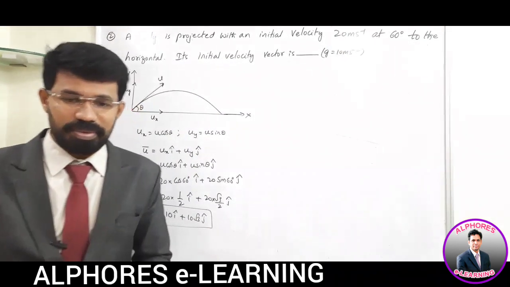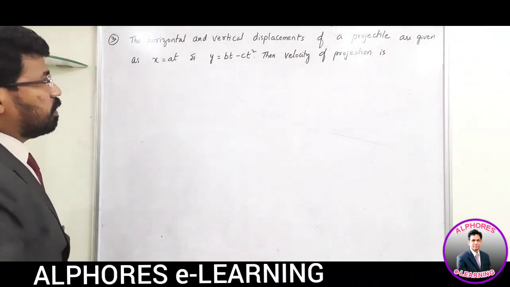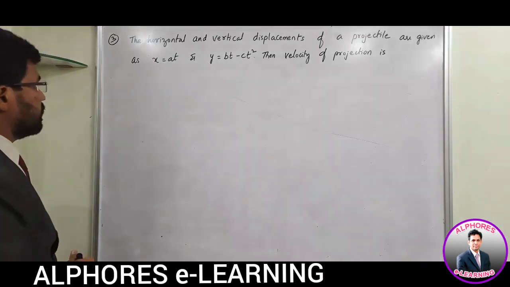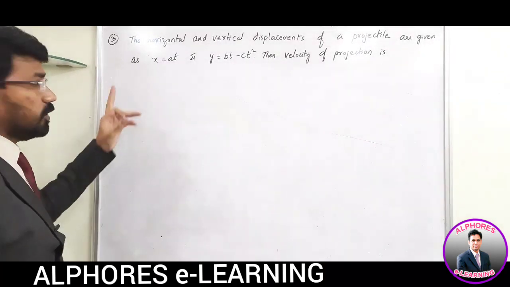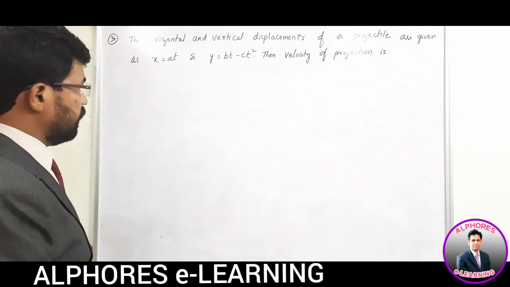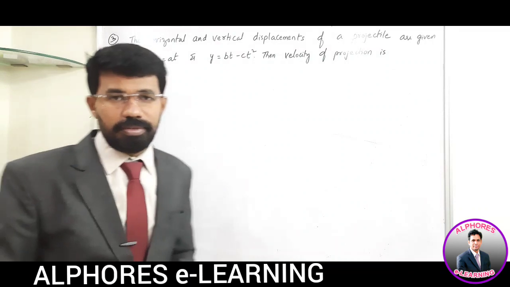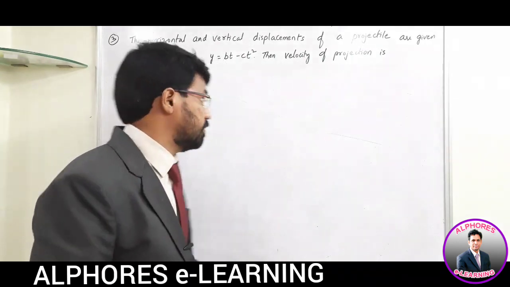Let us try one more problem. Let us see this problem. The horizontal and vertical displacements of a projectile are given as x equal to at, where x is horizontal displacement, and y is equal to bt minus ct square. Then the velocity of projection is, so we have to find out the initial velocity of projection. Let us see.